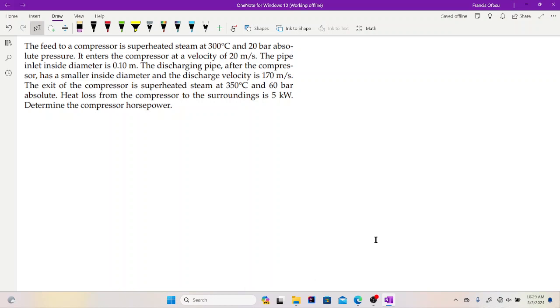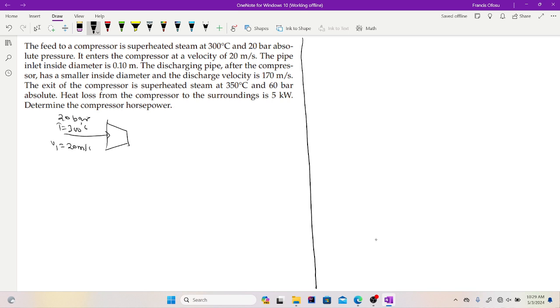Yes, so today's video we'll be solving questions using our steam table if possible. Now the question says that the feed to a compressor, so this is our compressor, is superheated steam. We've been given that it's superheated steam at 300 degrees Celsius and 20 bar absolute pressure. It enters the compressor at a velocity of 20 meters per second. The moment you see a velocity, you should have it in your mind that kinetic energy definitely isn't zero.